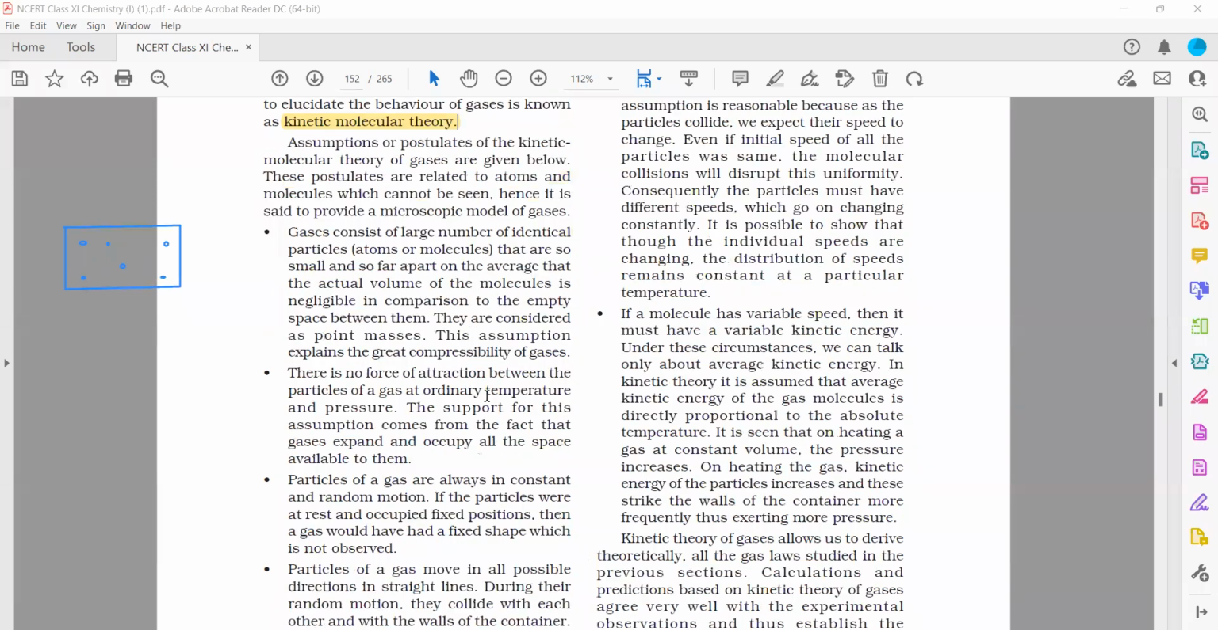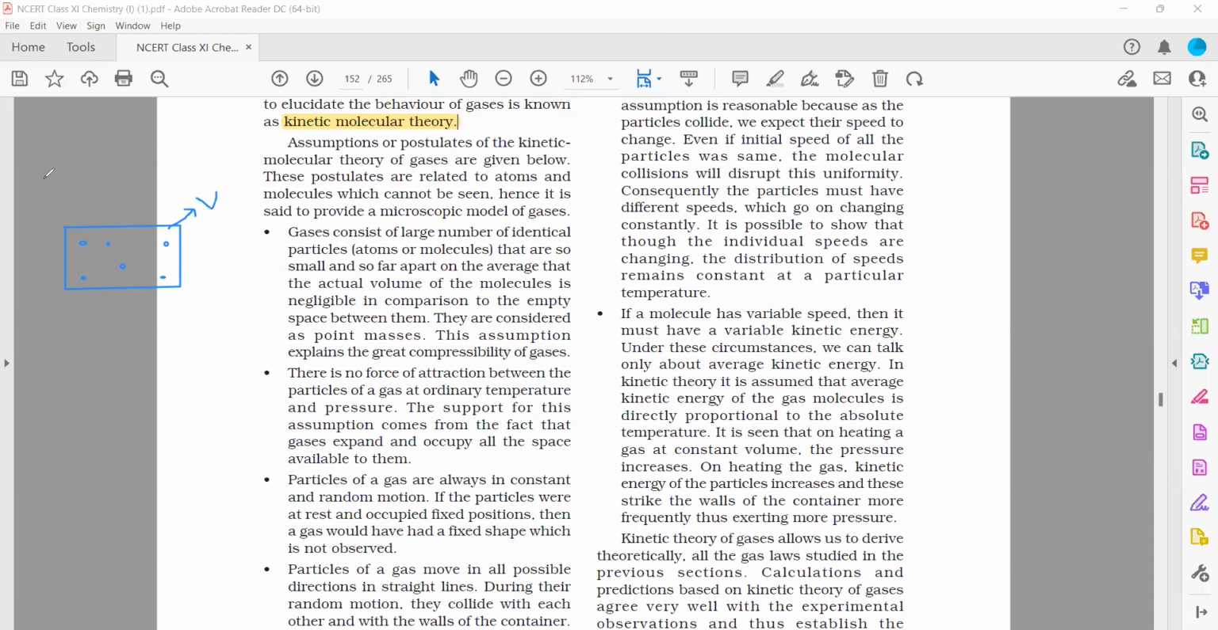There is no force of attraction between the particles of a gas at ordinary temperature and pressure. The support for this assumption comes from the fact that gases expand and occupy all the space available to them. So this is the volume V of the gas. V is also the volume of the container.